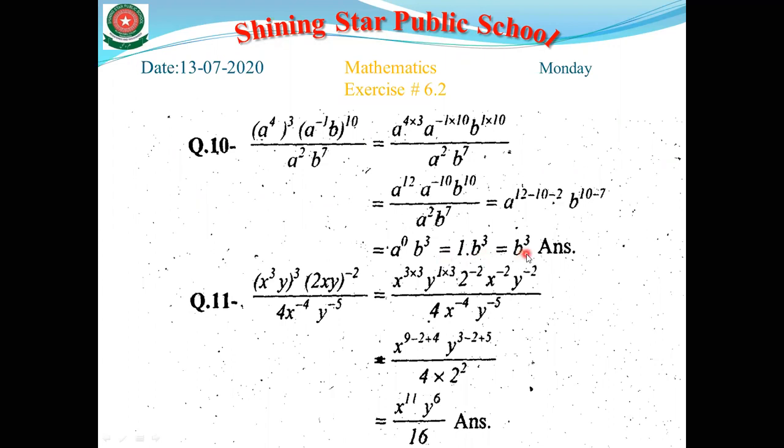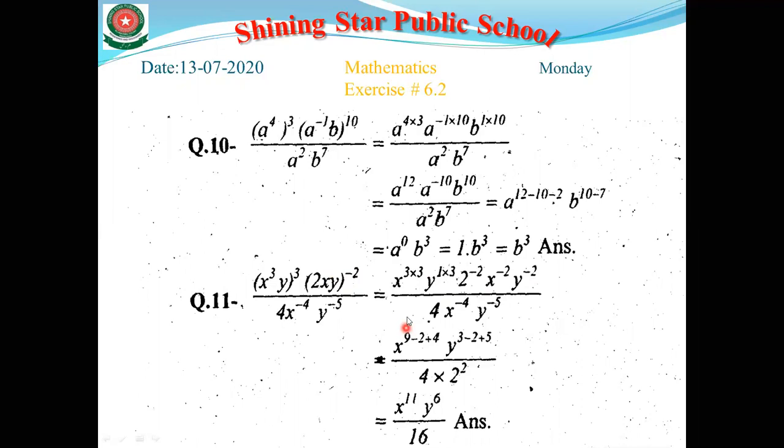1 multiply b cube is b cube. Question number 11. Okay. Now x cube, y whole power 3, 2xy whole power minus 2, 4x power minus 4, y power minus 5. Now 3 multiply 3x power 9, y power 3. Okay ji, 2 power minus 2, x power minus 2, y power minus 2.